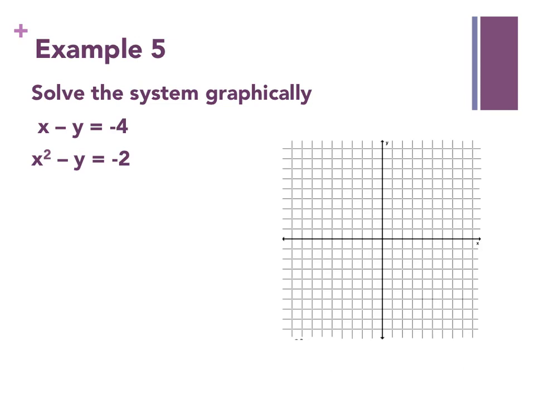So the first thing I'm going to do is take the easy one, solve it for y. So negative y equals negative x minus 4. Y would equal x plus 4. Go up to 4, and then up 1 over 1, or down 1, left 1. It doesn't matter which direction you go in. There's that line.